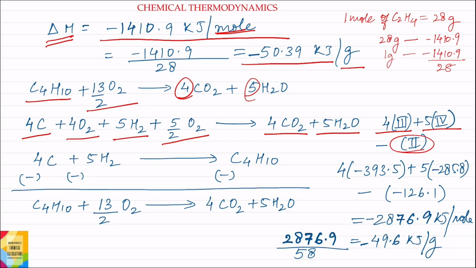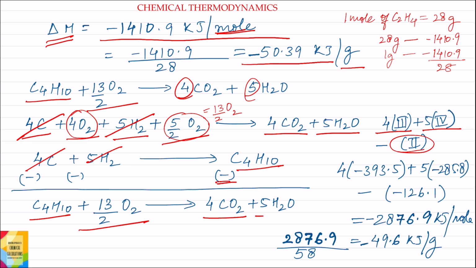Equation 2 is 4C plus 5H2 forming C4H10. On subtracting, 4C cancelled, 5H2 cancelled, 4O2 and 5 by 2 O2 will add up and this will be equal to 13 by 2 O2. अब product side में C4H10 है with negative sign. To make it positive, C4H10 will shift to the reactant side. So we get the final equation C4H10 plus 13 by 2 O2 forming 4 CO2 plus 5 H2O. This is the equation for the combustion of C4H10 और इसकी delta H value will give the fuel efficiency of C4H10.